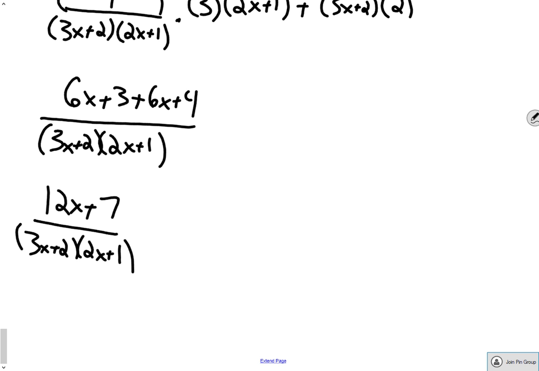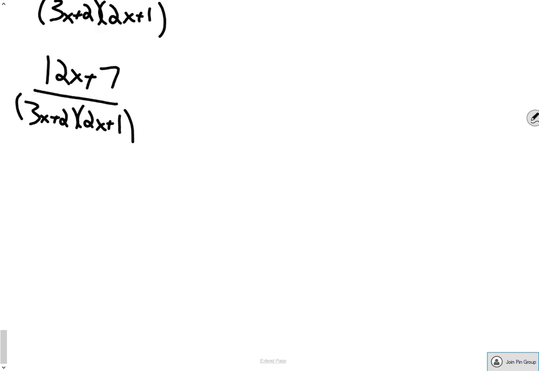For that one, this one's done. That's the answer. I'm not going to simplify it any more than that. I can't take a common factor of 12 and 7 anyway.